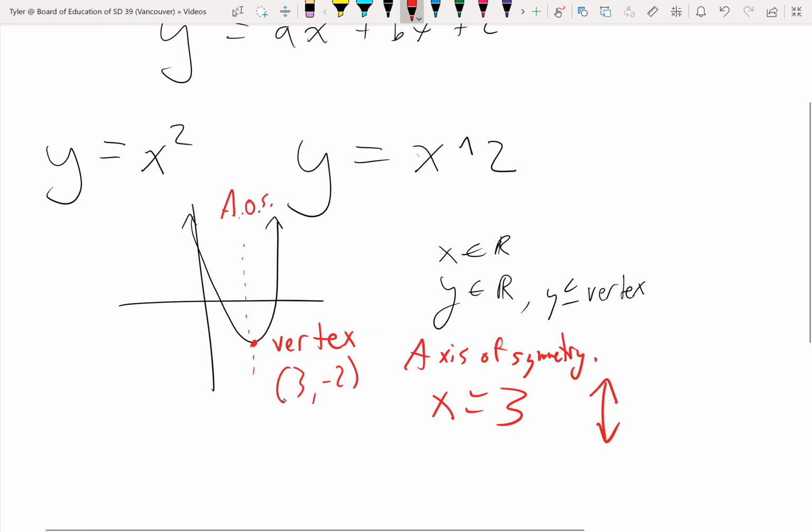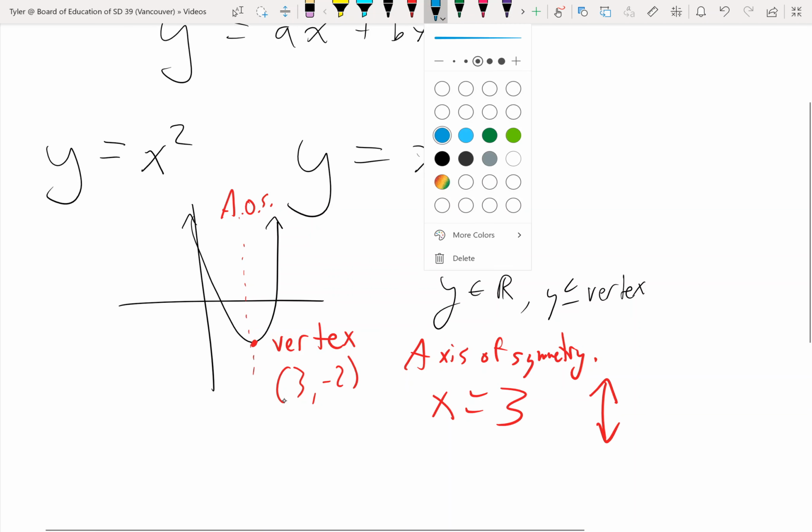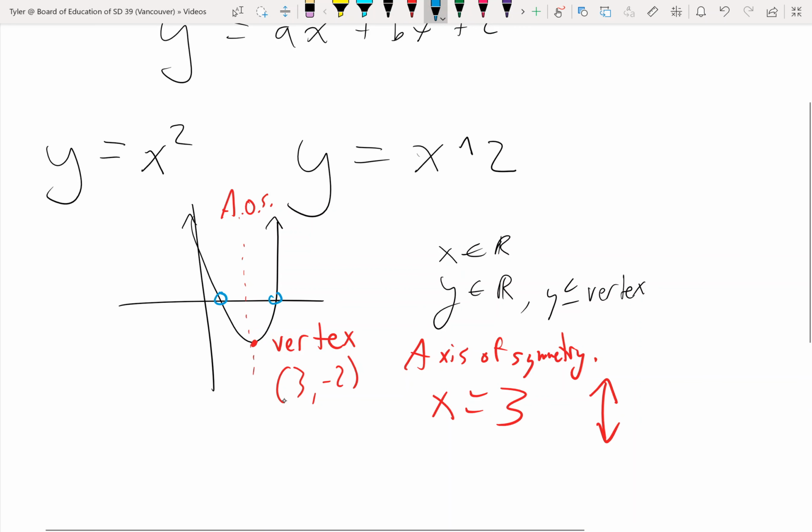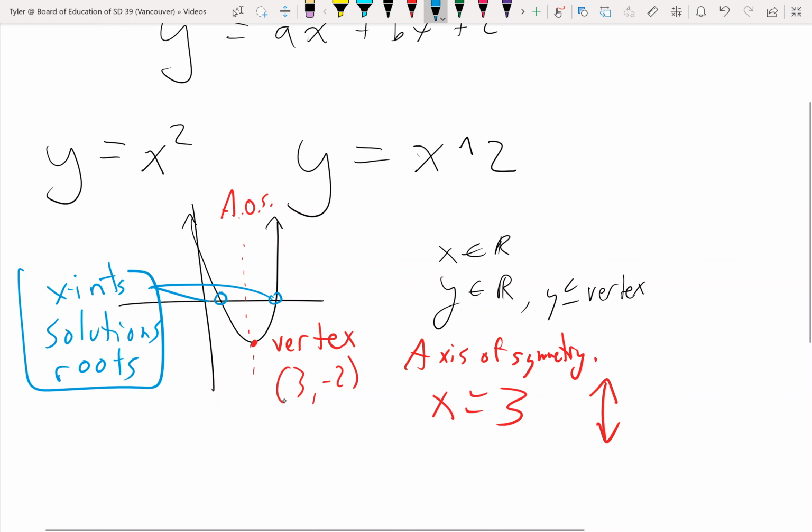The other points we care about, these are the most important. These will be your entire life, are the x-intercepts. Okay, x-ints, x-intercepts. They're also called solutions. They're also called roots. They're all the same thing. Okay, those are almost always what you're trying to solve for.